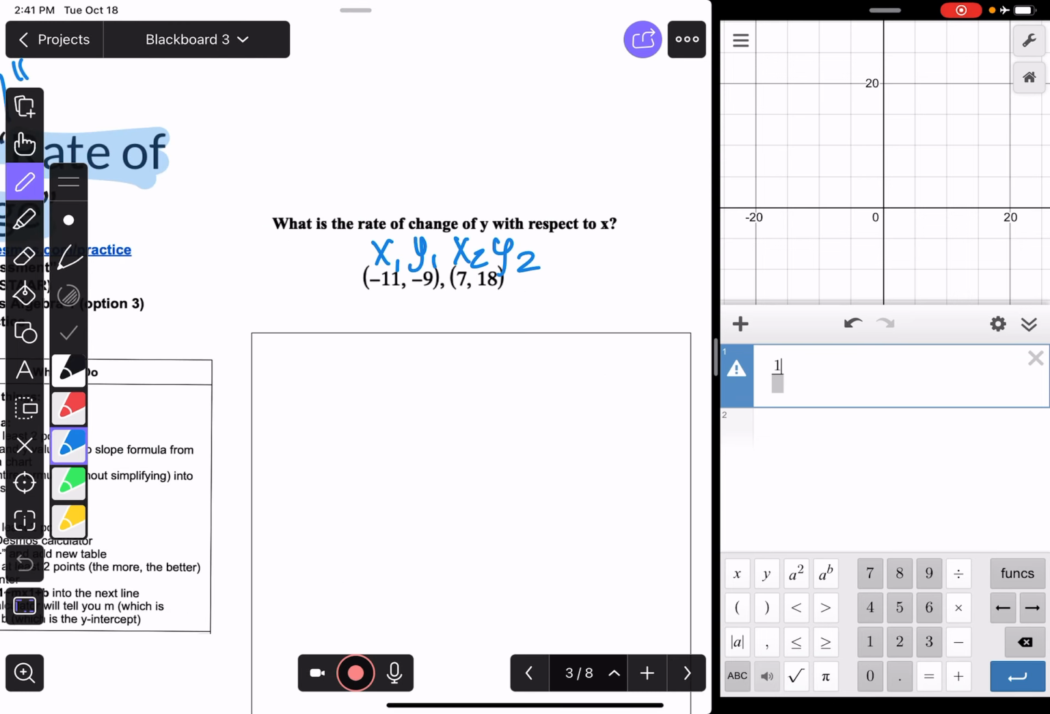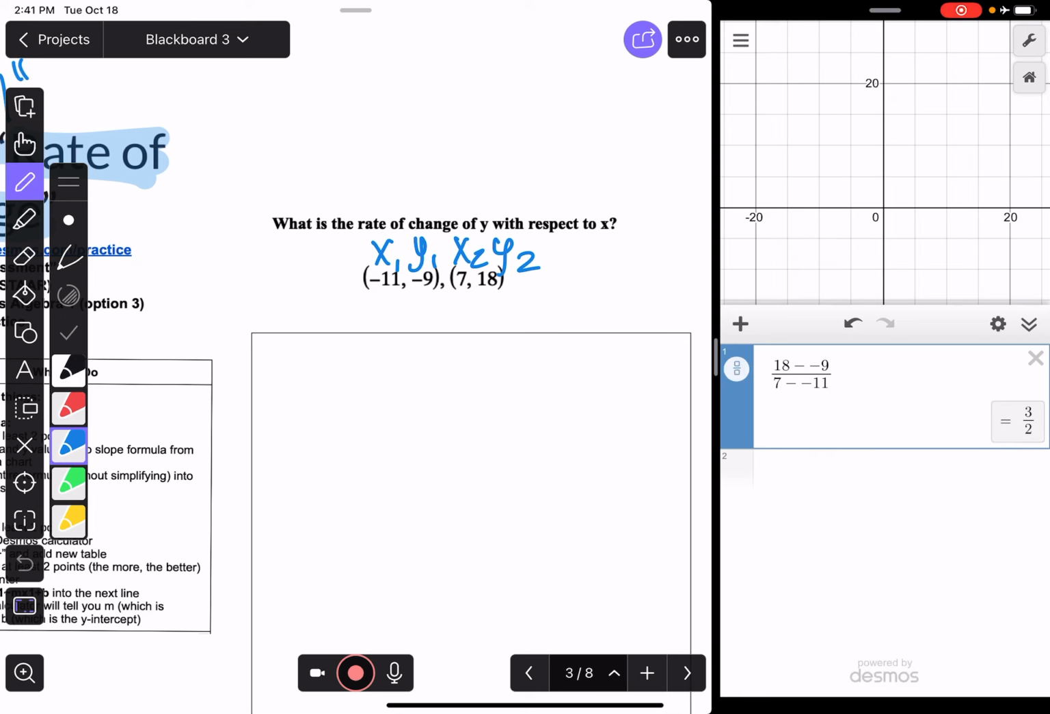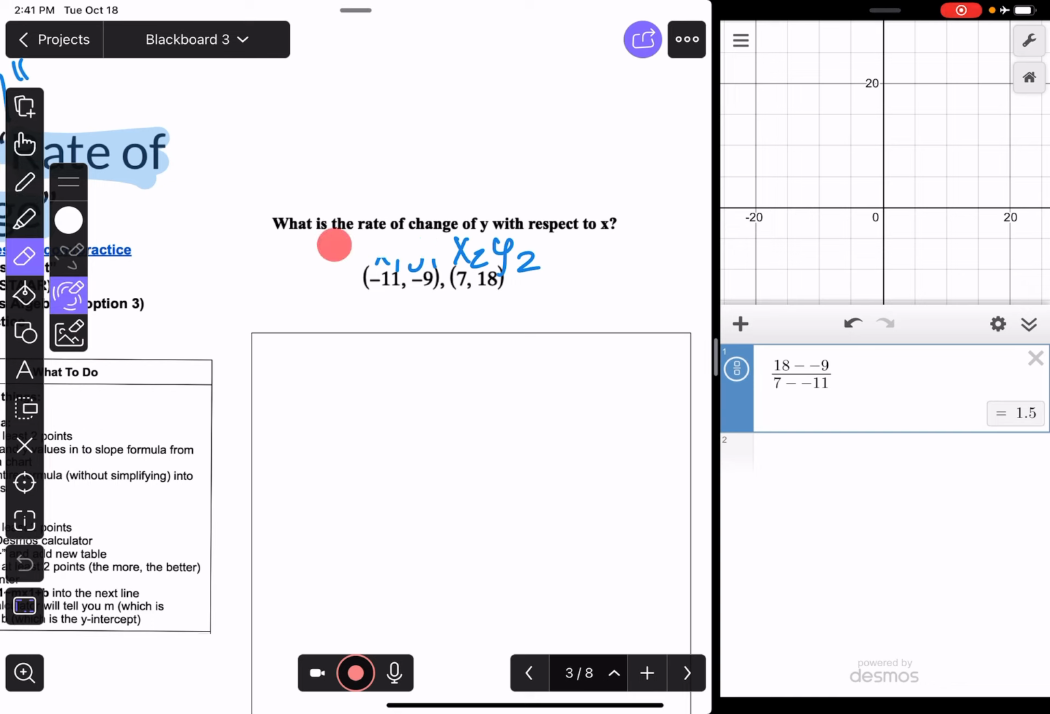When we plug that in, we do y2, which is 18, minus y1, which is negative 9, all over x2, which is 7, minus x1, which is negative 11. We get 1.5. We can hit this fraction symbol right here, and it'll convert it depending on what the answer choices look like. And that is one way to find your slope. If that's not a method that you are familiar with or comfortable with, then we're going to use regression instead.